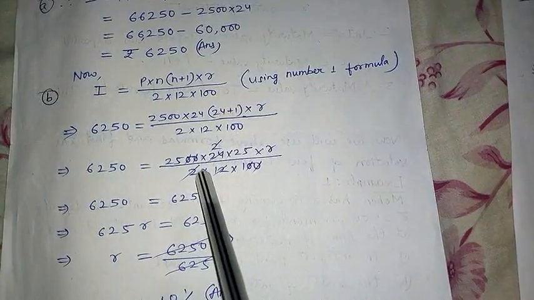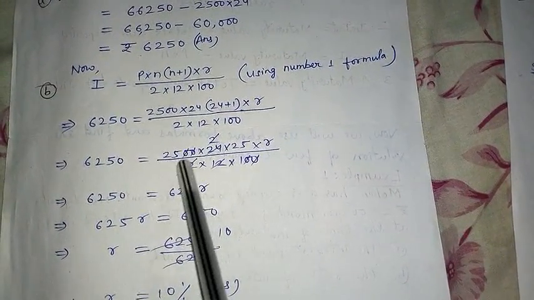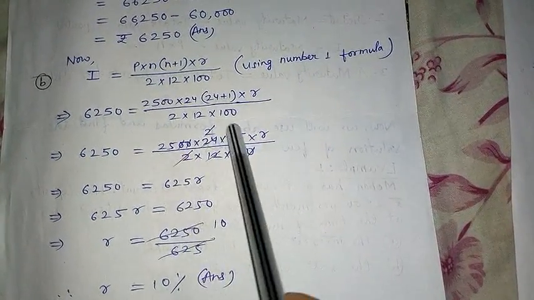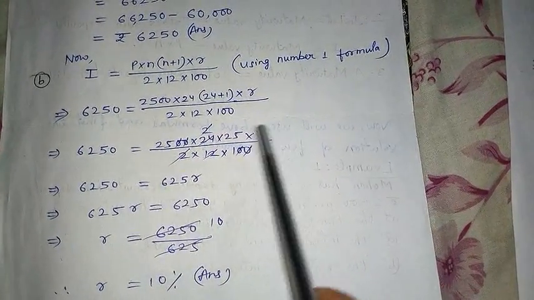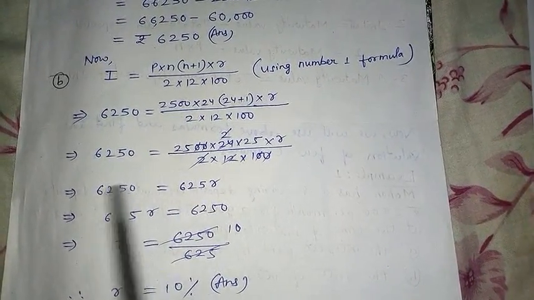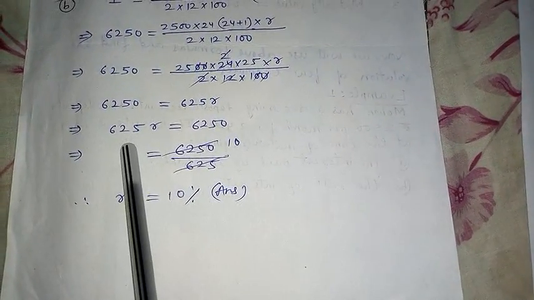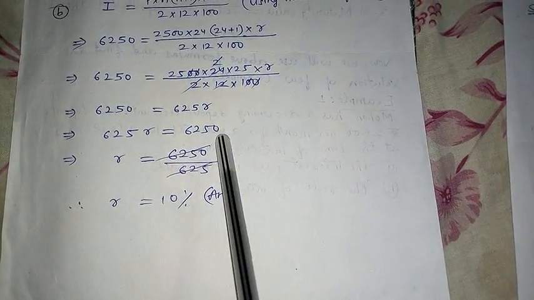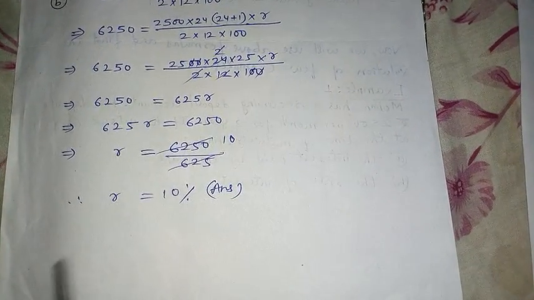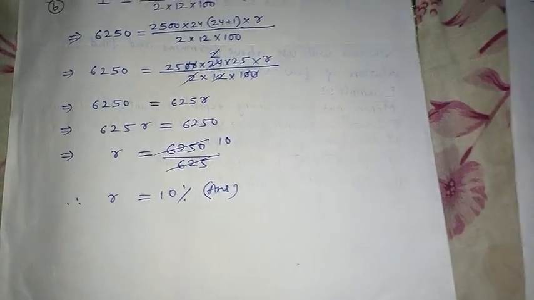12 2s are 24 and 2 got cancelled, and 00 here and 100 got cancelled. Now 25 into R, 25 into 25 is 625, 625 into R is 625R, and here 6250 we have. We will interchange because I need to find the value of R. So here when I make R alone, 6250 by 625, if you cancel it, it is 10. So R is 10%. So number 2 answer also we got.